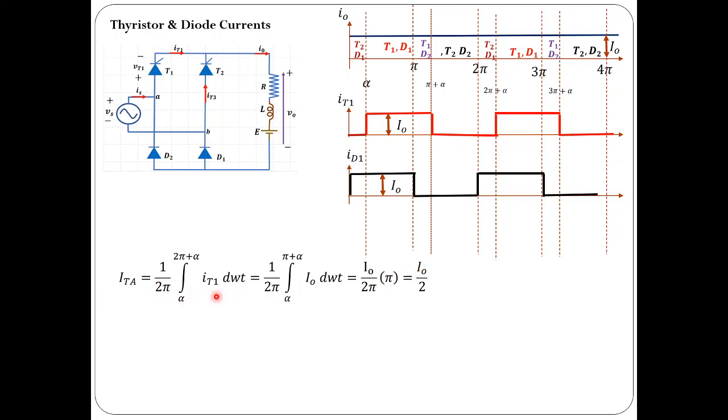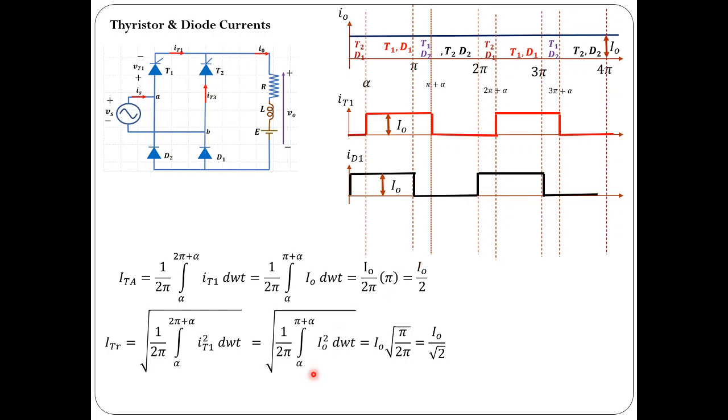Derive this formula. This is the formula to compute the average value, and here I0 exists from alpha to pi plus alpha only. For the remaining period it is equal to 0, so no need to consider integration from pi plus alpha to 2 pi plus alpha. If you do it, you will get ITA equal to I0 by 2 for this symmetrical semiconductor configuration. Similarly, the RMS value also you can derive.